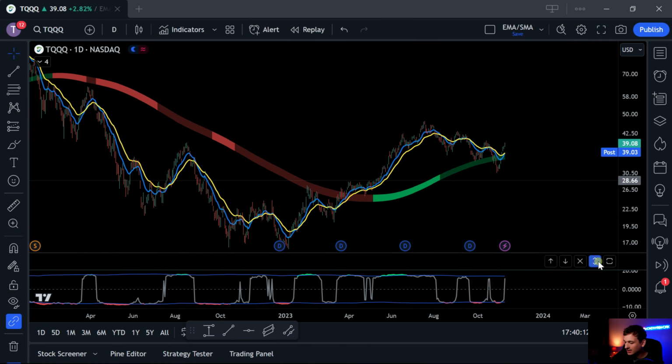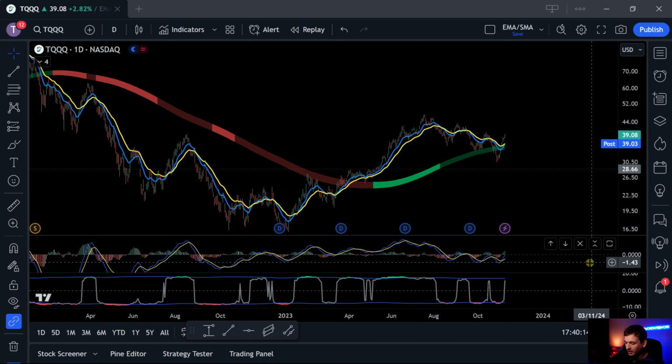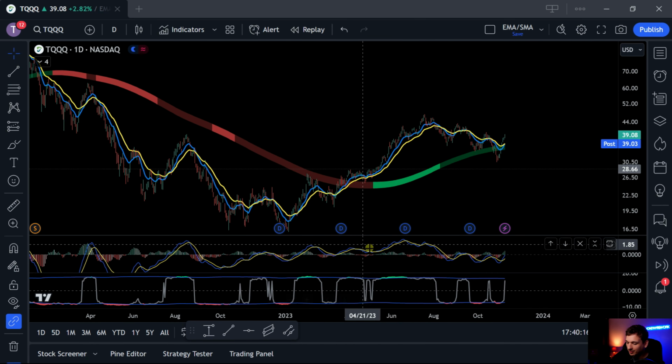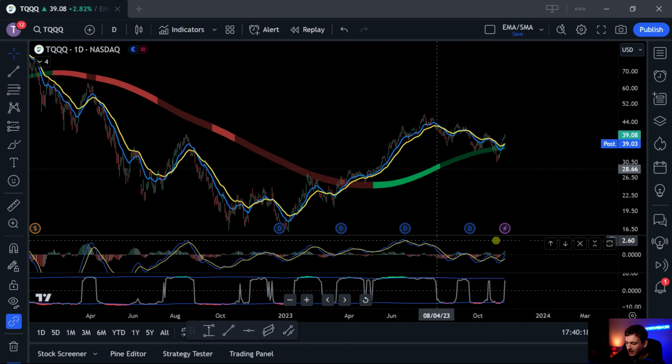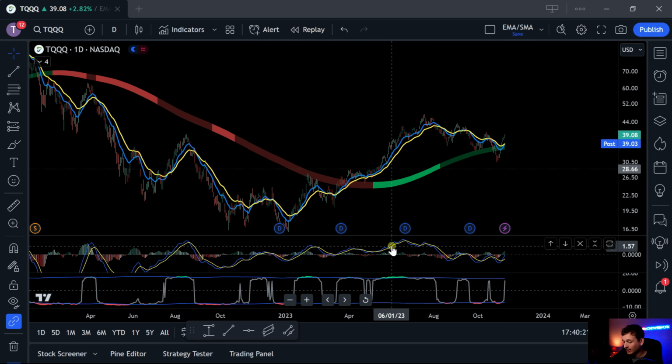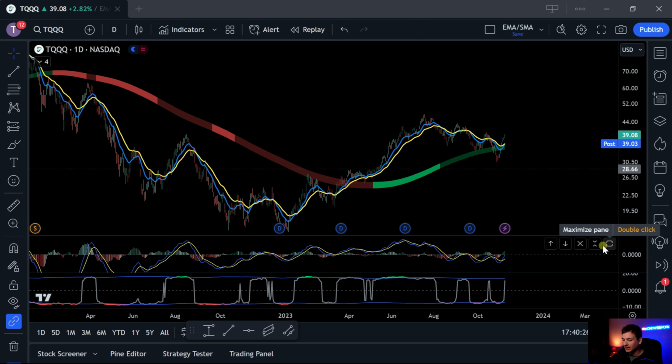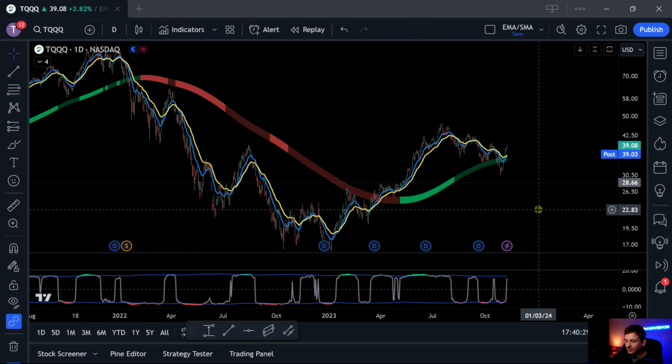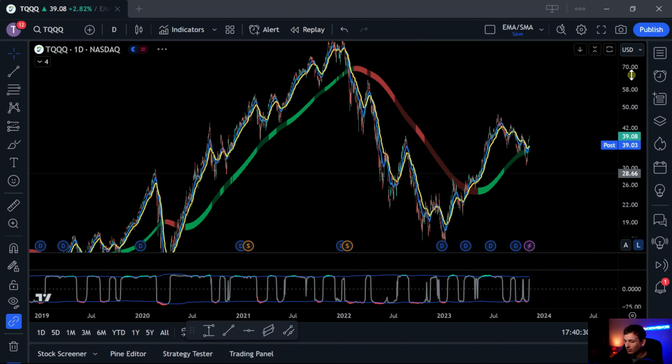We still have the MACD up here as well. Let me bring that up real quick. And it's the same as far as the moving averages, right? So the MACD line, which is the blue line, and then the signal line, which is the yellow line. So we're going to collapse that, and we're going to take a look at TQQQ real quick.